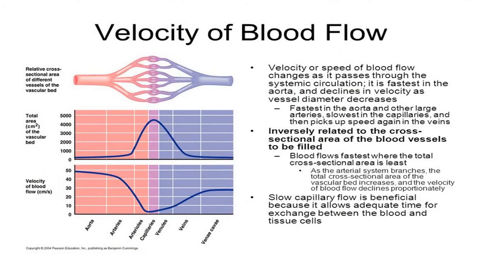This is another figure that shows the velocity as well as the total cross-sectional area. In this graph you can see that when the total cross-sectional area is less, the flow or velocity of blood is highest. As the cross-sectional area increases, the rate of flow or velocity of blood decreases. So these two are almost opposite to each other.